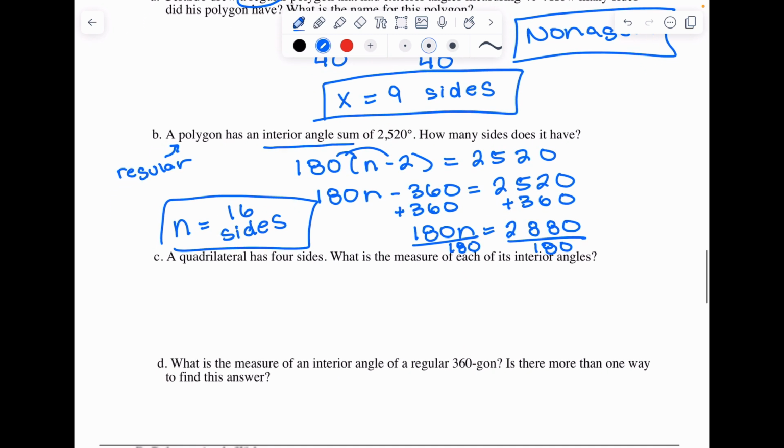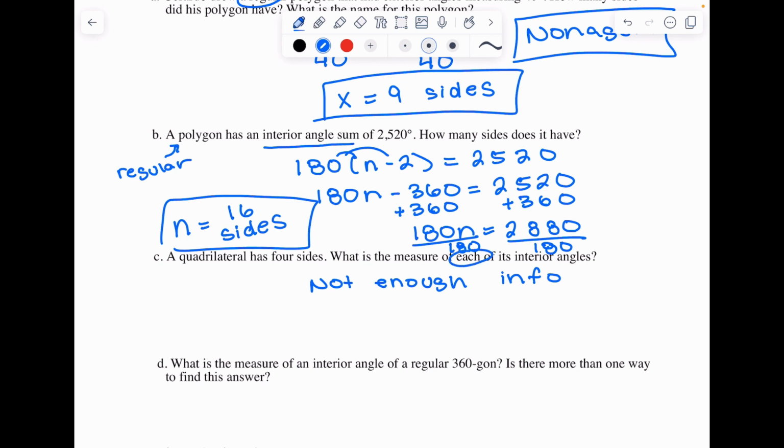In C, it says a quadrilateral has 4 sides. What is the measure of each of its interior angles? Now notice, it just says a quadrilateral has 4 sides. It doesn't mention anything about the quadrilateral being regular, and it doesn't mention that the 4 sides are congruent. So here we do not have enough information, because if we know it's regular, we know all of the angles will be the same, but if we don't know if it's regular or not, we have no idea what each interior angle will be. They could all be the same, or they could all be different, but we don't have enough info, so we can't proceed with this problem.